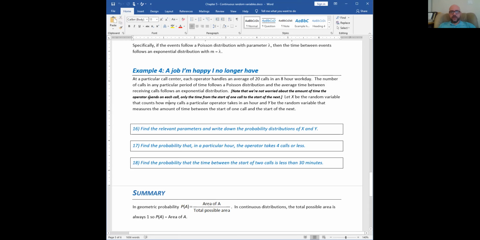Let x be the random variable that counts how many calls a particular operator takes. Notice the "how many" telling you it's discrete. That's going to be the Poisson distribution. And let y be the random variable that measures the amount of time between the start of one call and the start of the next. Measuring an amount of time, you would say how much time has passed, so that's the continuous one, the exponential distribution. Find the relevant parameters and write down the probability distributions of x and y. Let's go ahead and do that.